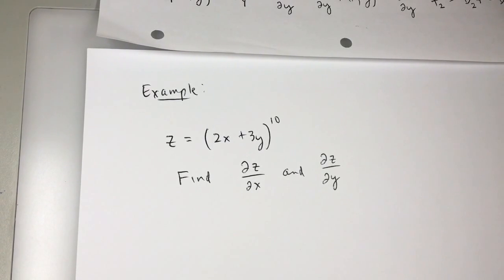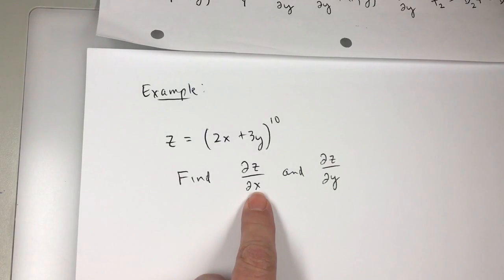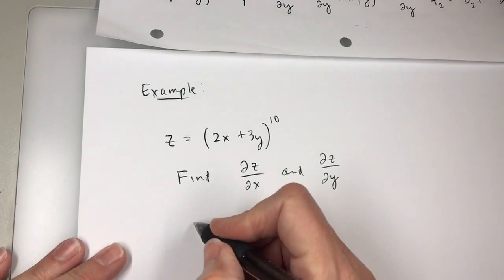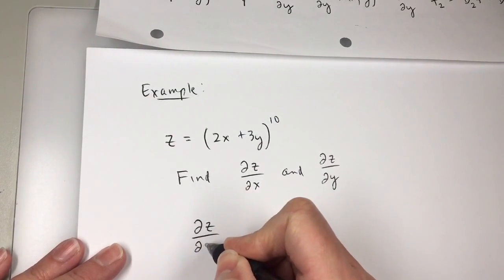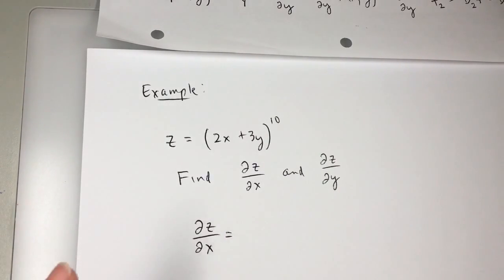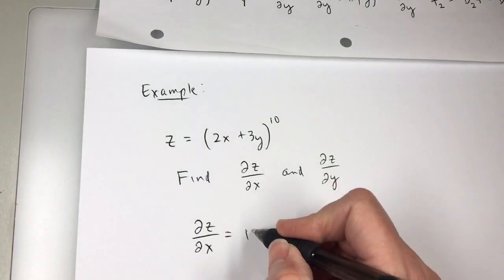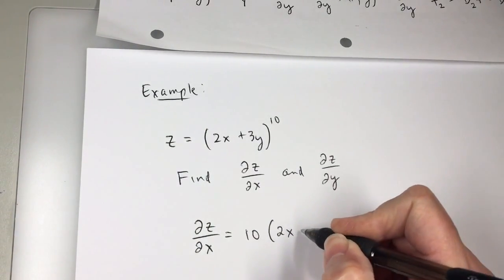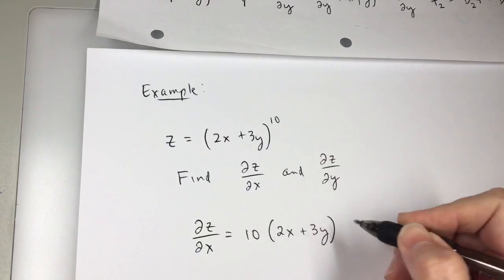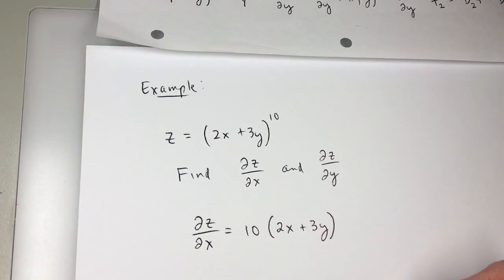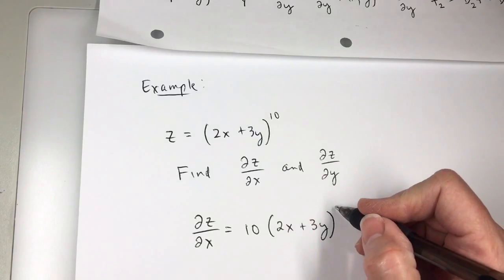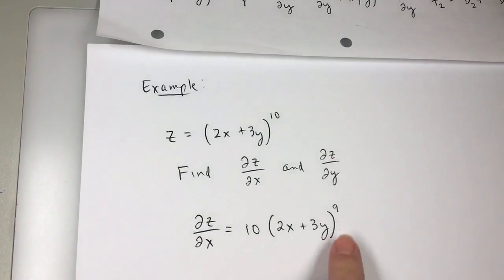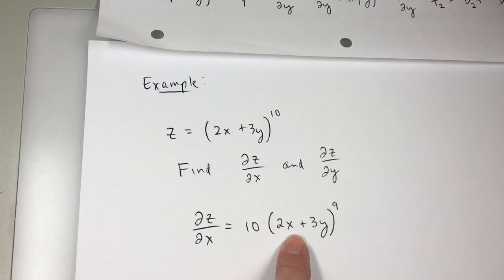So for the first one, I'm going to treat x as the variable and y is a constant. So the partial of z with respect to x, well, remember the chain rule? 10 comes to the front, 2x plus 3y stays the same, and what happens with the exponent? Becomes a 9. So that's the power rule, and then the chain rule.